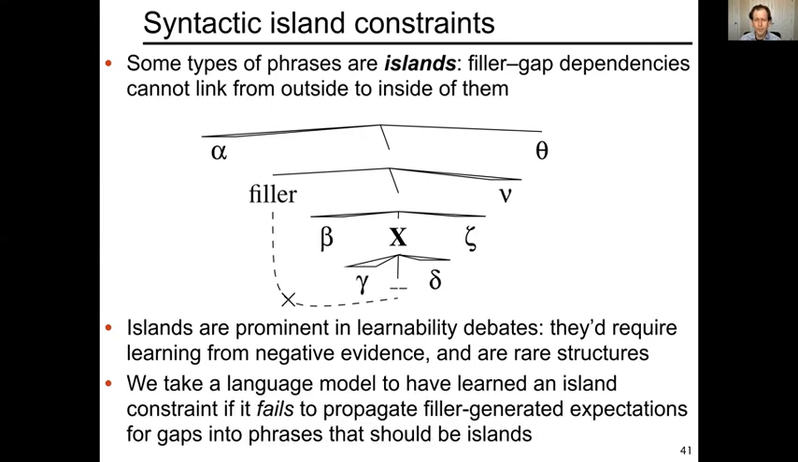So they're the subject of a lot of interest. And so whether a language model that is not trained on explicit syntactic structure could actually have islands fall out as a general property of learning, as a general consequence of learning, would be quite interesting from a learnability perspective. So we're going to try to operationalize that here. And what we're going to do is we're going to take a language model to have learned an island constraint if it fails to propagate the filler-generated expectation for gaps into the phrases that should be islands.